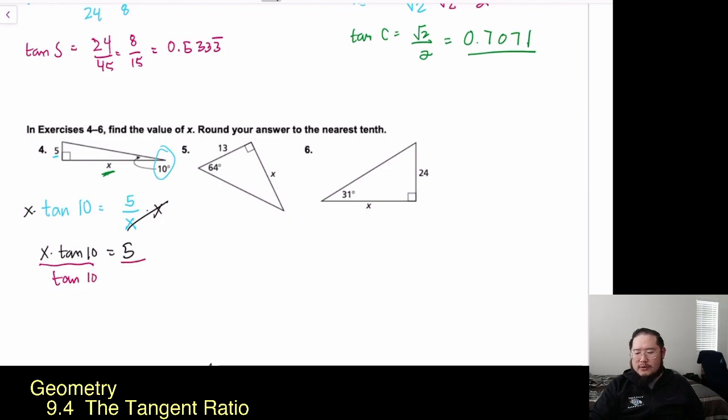And so x is equal to that fraction. Put that in your calculator, okay? Now the key thing here is most likely you're going to have to put your denominator in parentheses when you use your calculator. If you do not, you're not going to get the right answer.